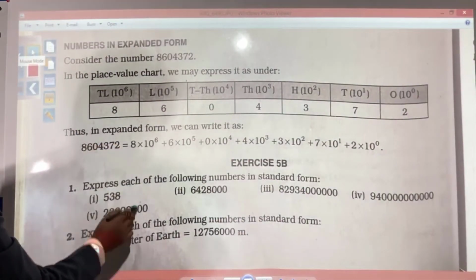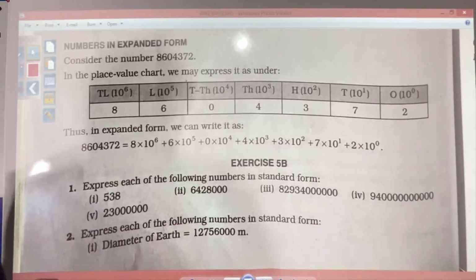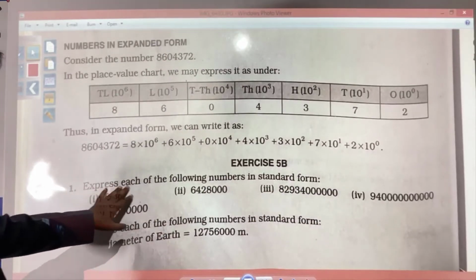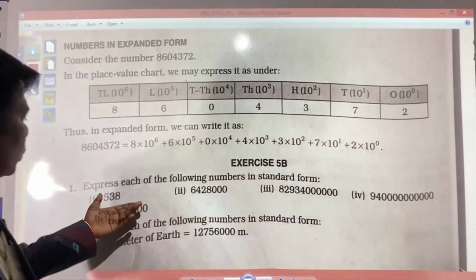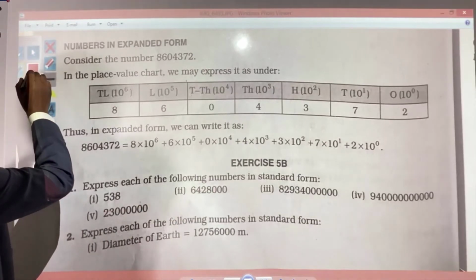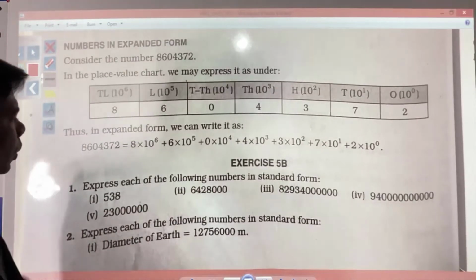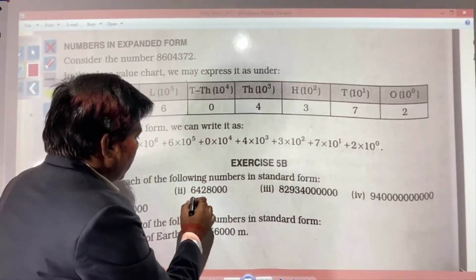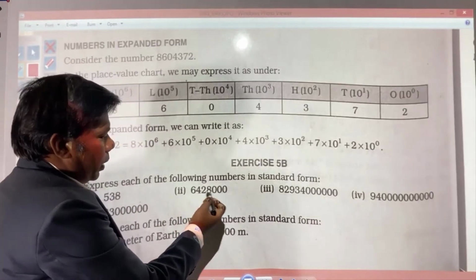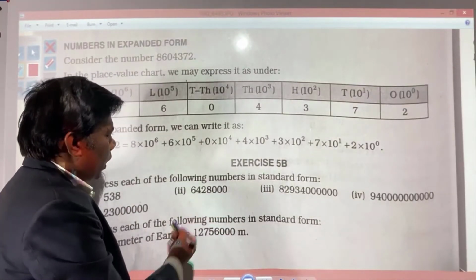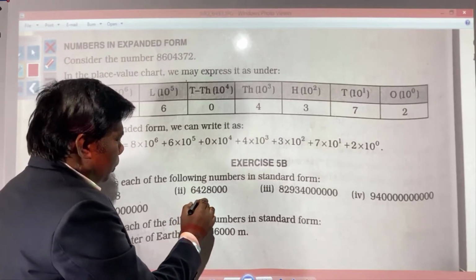Then you have exercise 5B. Express each of the following numbers in standard form. So easy it is, just now I have explained. I hope you will be able to do it. One question I am solving for you. Suppose this is required to be expressed in standard form.